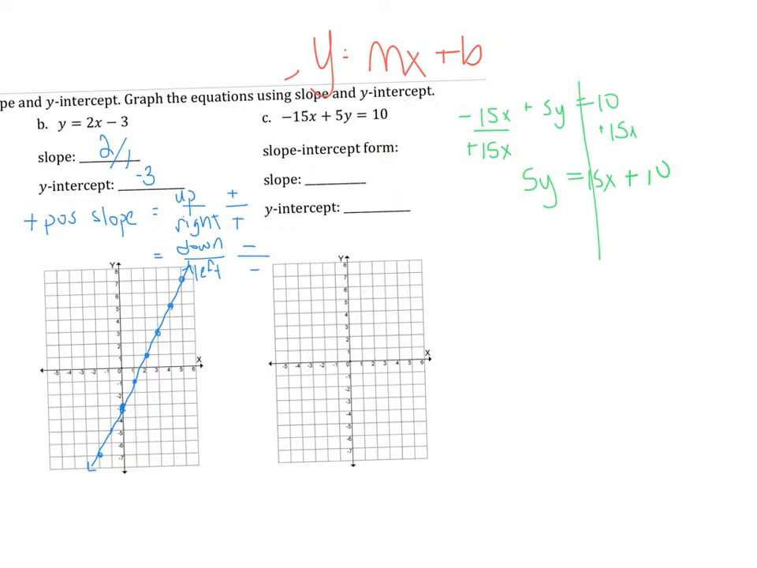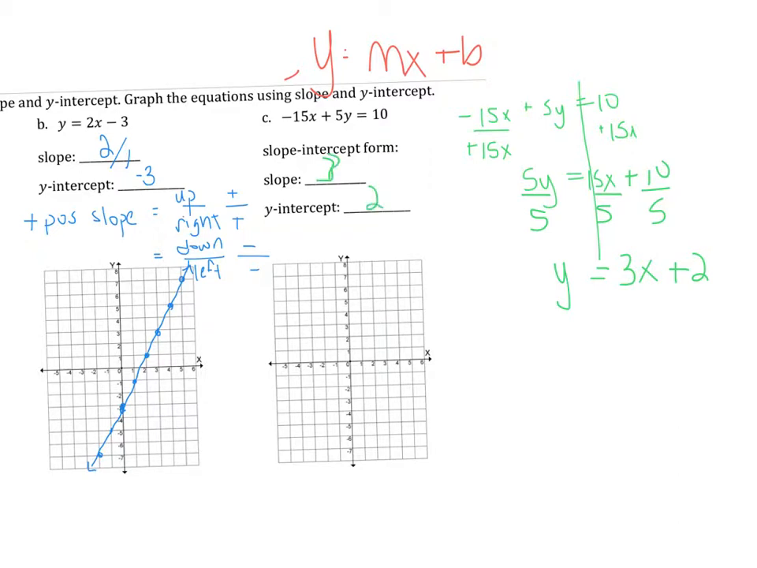Remember, we keep our x's and our constants separate because they're not like terms. Now I have to undo the 5 connected to the y. So I'm going to divide everything by 5. Once we simplify, we see that we have y equals 3x plus 2. Now we can quickly identify our slope and our y-intercept by looking at our coefficient on x, which is 3, and our y-intercept, which is 2.